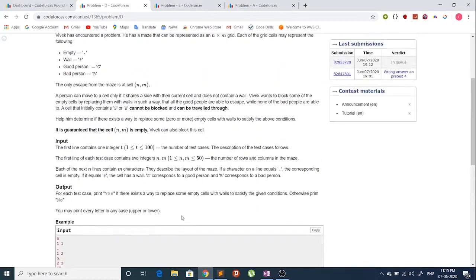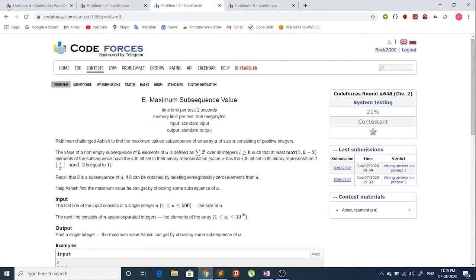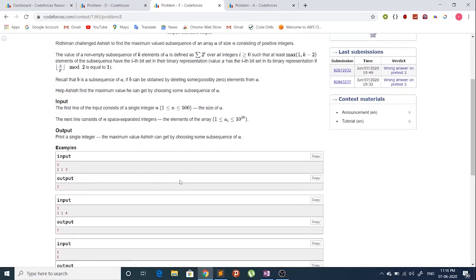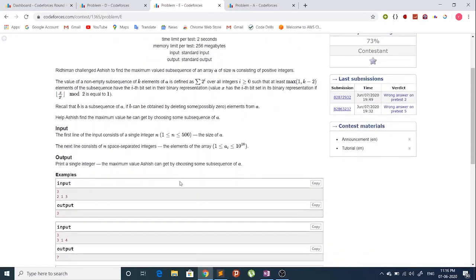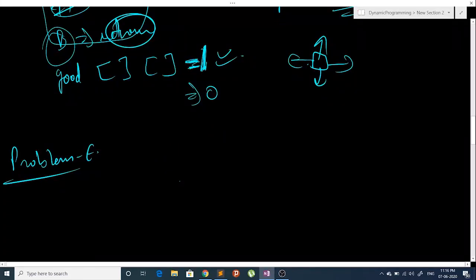So the problem E was, the problem was that you have some elements, and you have to take a subsequence. Let's say the subsequence length is k. So if you have elements a1, a2, a3 dot dot an, you take some subsequence of this array, and let's say the subsequence length becomes k.